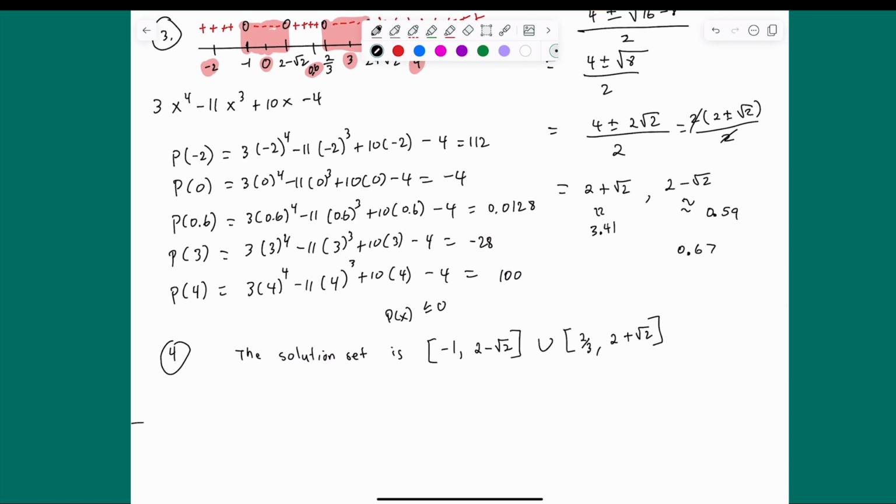And if you were to do set builder notation, it's the set of x such that negative 1 is less than or equal to x, and x is less than or equal to 2 minus root 2, or 2/3 is less than or equal to x, and x is less than or equal to 2 plus root 2. Okay, so that's the solution set for that inequality.